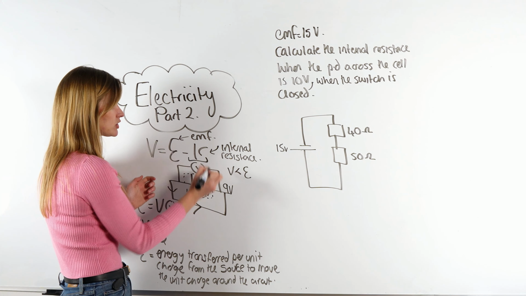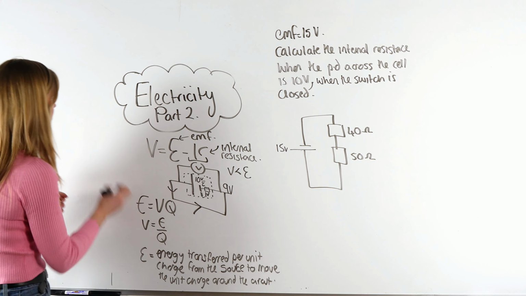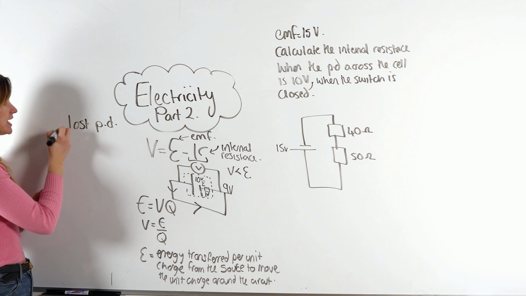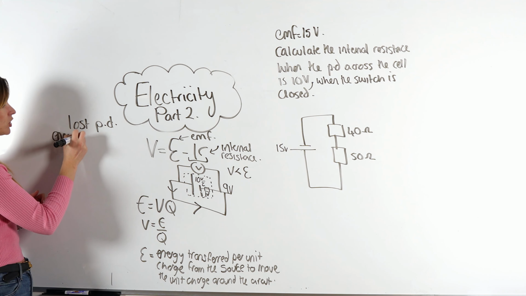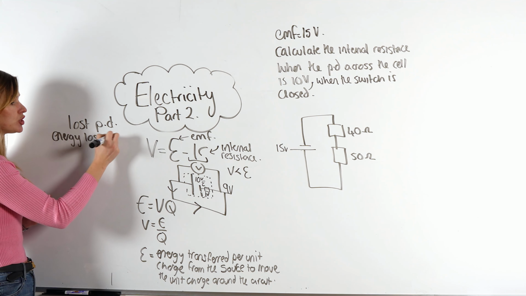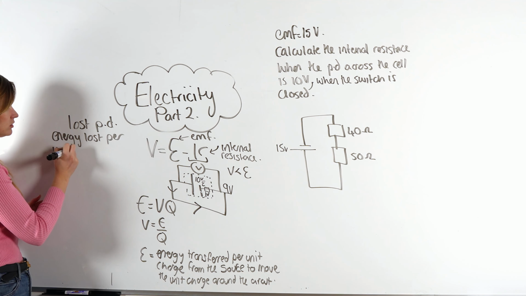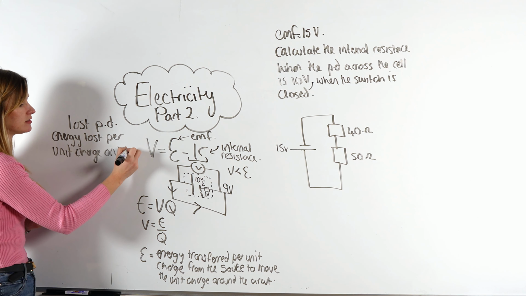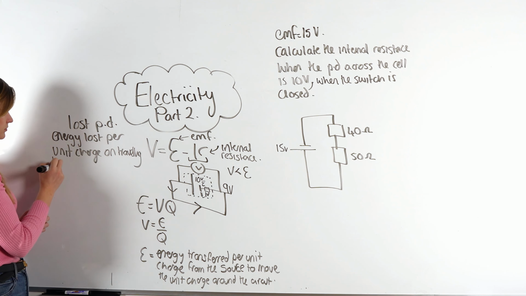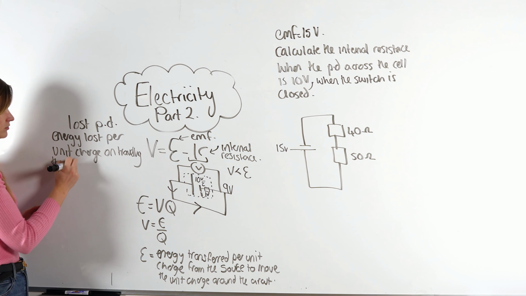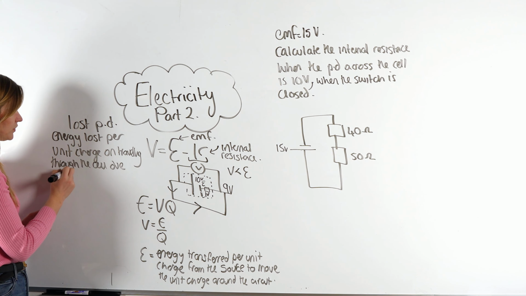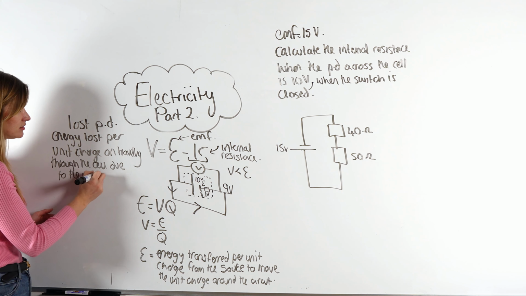This part here is called the lost PD. The lost potential difference is the energy lost per unit charge on traveling through the cell due to the internal resistance.